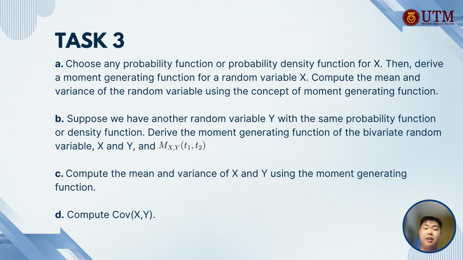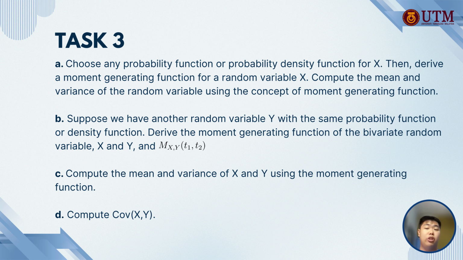Hi, I'm Ankit. For this segment of the presentation, I will be walking you through task 3, which focuses on the mechanics of moment generating functions. Our objective is broken down into 4 main steps. First, we will select a baseline probability distribution for a single random variable x, derive its moment generating function, and extract its mean and variance.